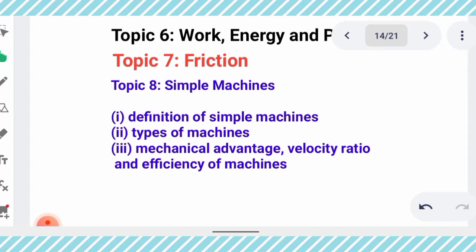Then when we move further, we talk of topic 6, which is work, energy, and power. You know what work is. The formula for work is force times distance. Under energy, we have mechanical energy, and mechanical energy is divided into potential and kinetic energy. Potential energy has the formula mgh, while kinetic energy has the formula half mv squared. Then power is work done over time taken.